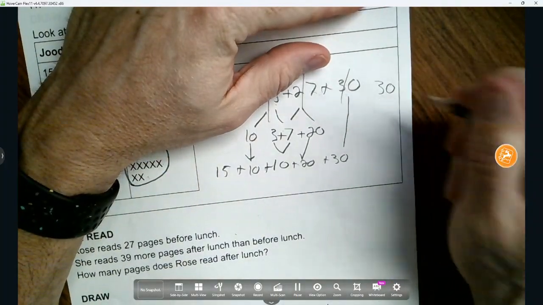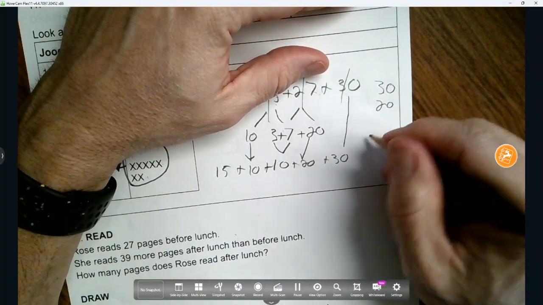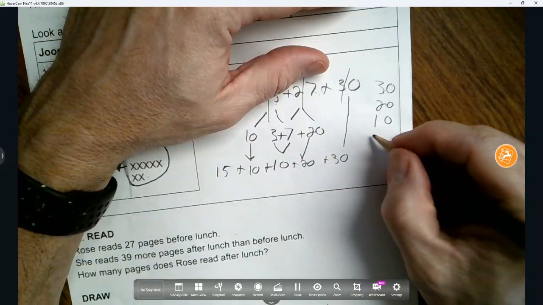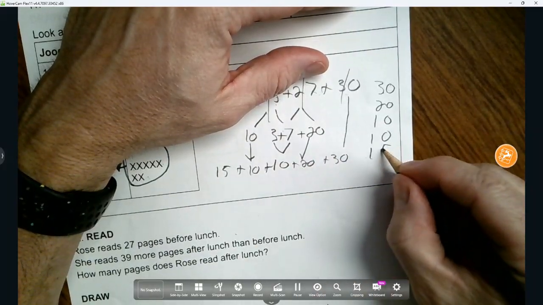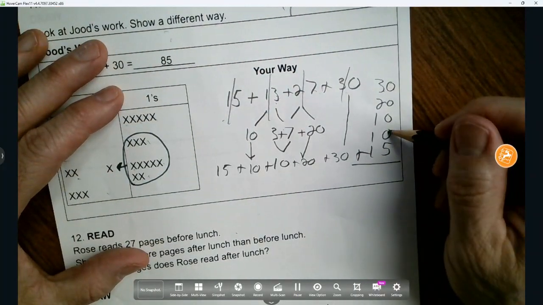Put the numbers, stack them in the standard algorithm on top of it. So 30, 20, 10, 10, 15. There's our numbers. Let's add them. So we have 0 plus 0 plus 0 plus 0 plus 5.